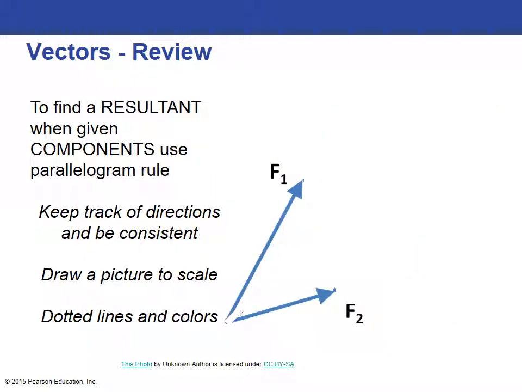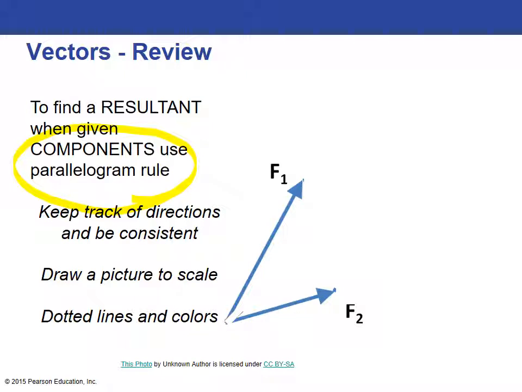Well, we just finished a situation where our component vectors were at right angles to each other. Let's look at something a little bit more complicated where our component vectors are not at a right angle. You can do this. This is similar to what we're doing. Again, keep track of your direction, draw a picture to scale, use dotted lines and colors. What we're going to do for this situation is what they call the parallelogram rule. And we have seen this briefly in class. Dotted lines will help you on this one.